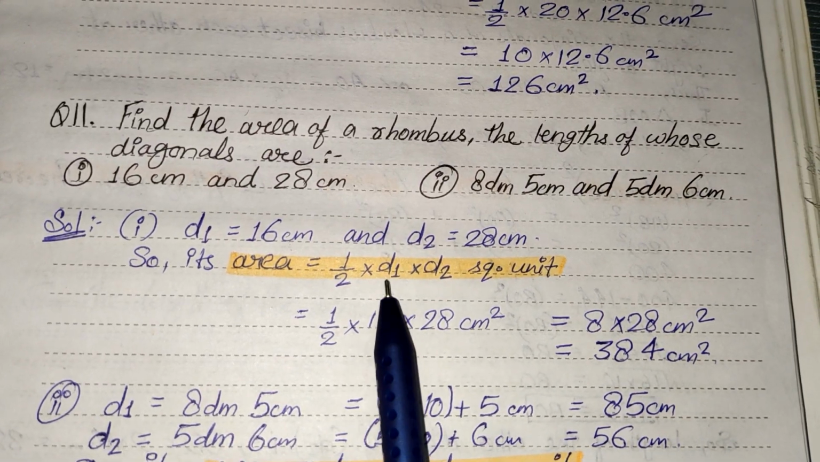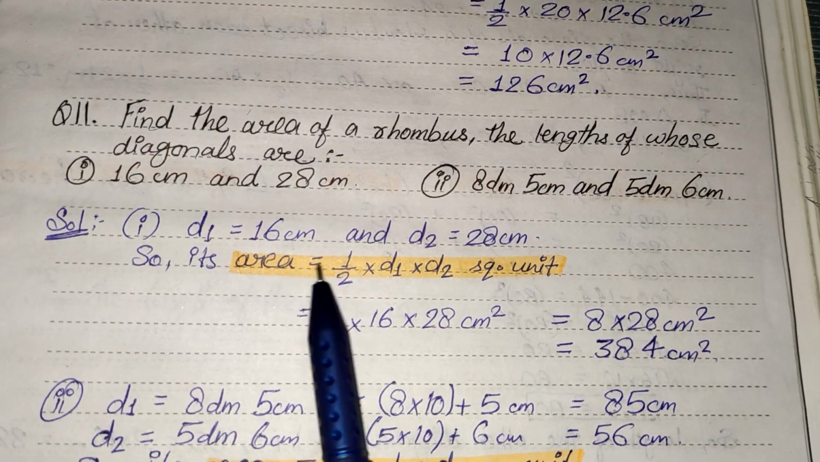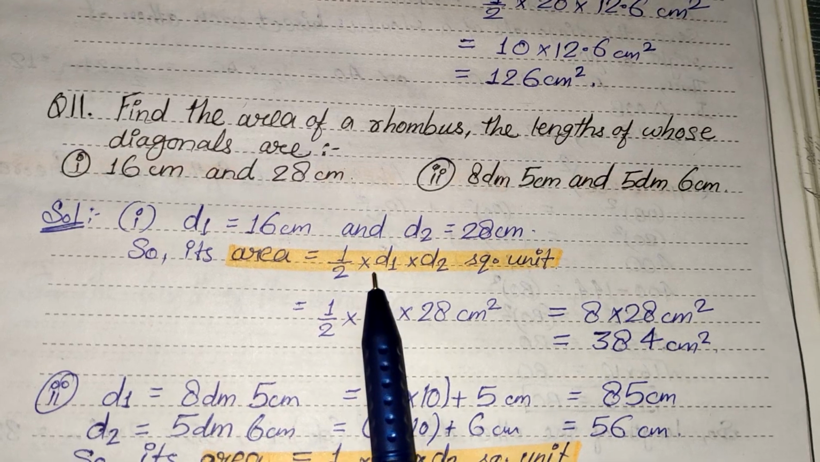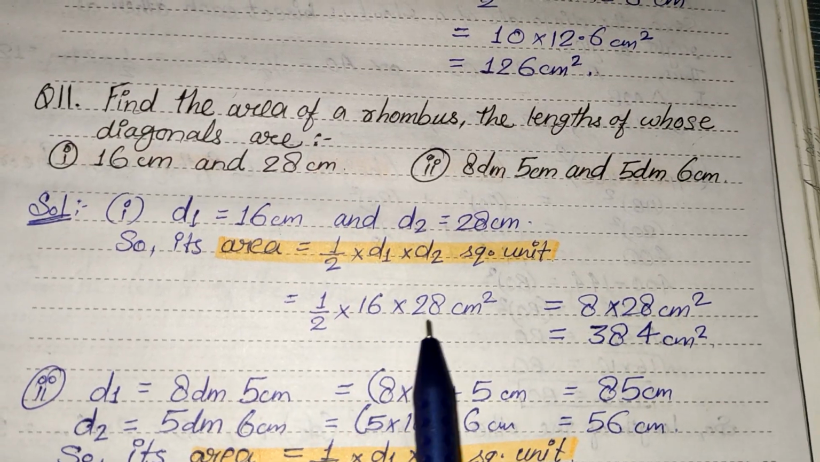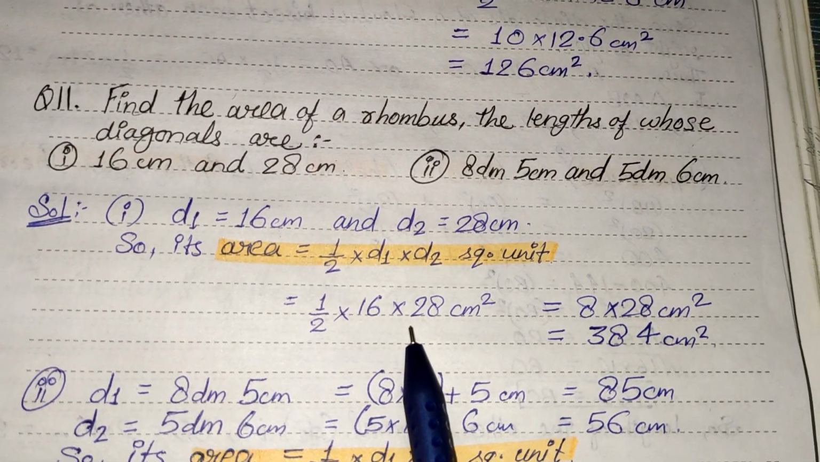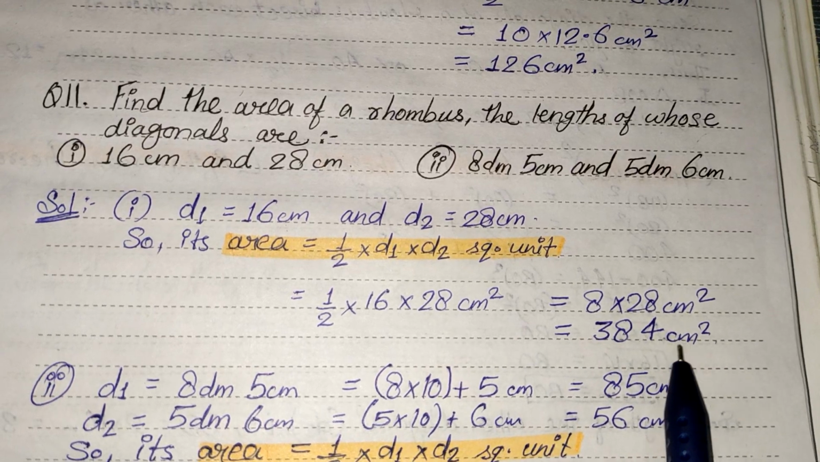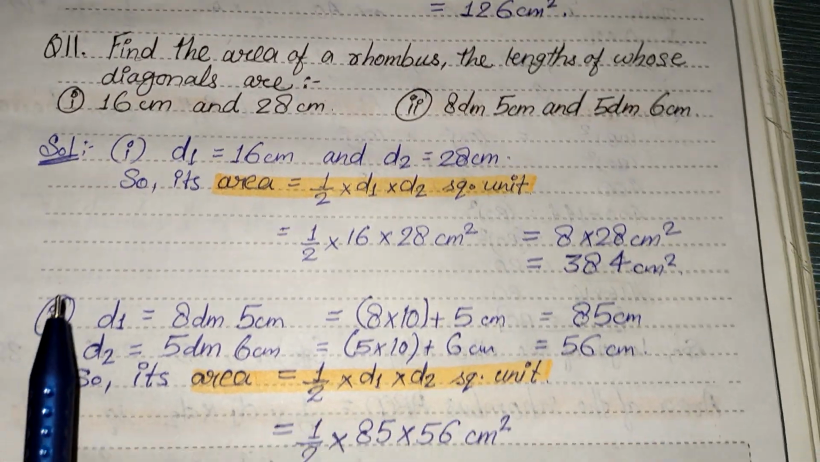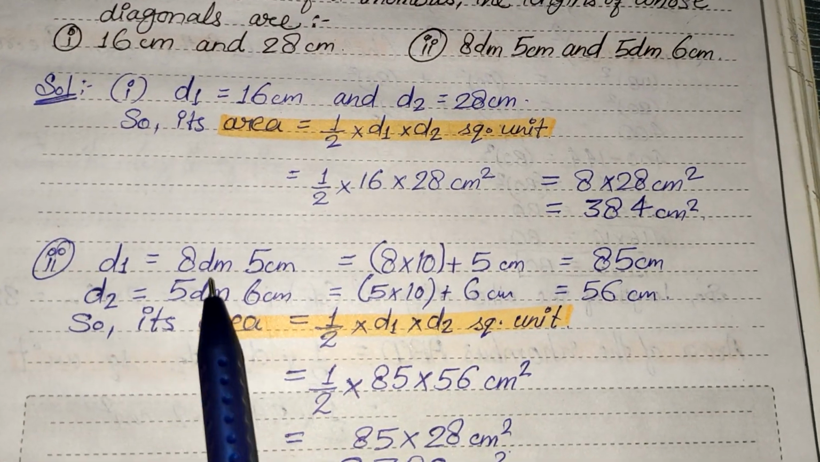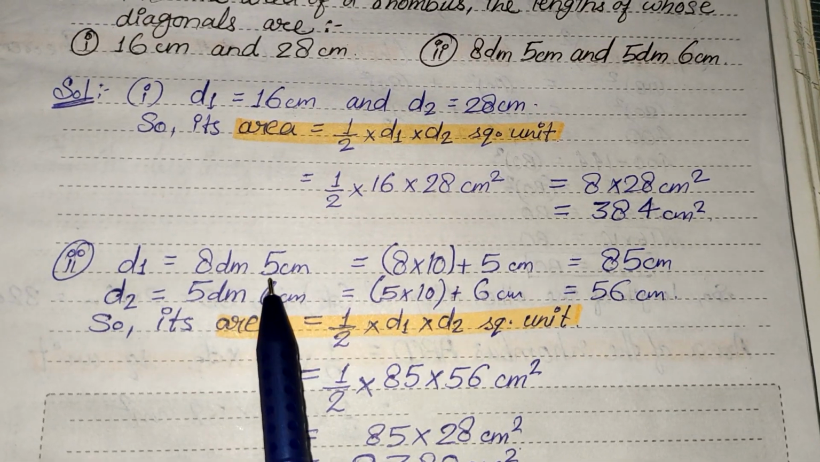So we have the value of diagonal D1 and diagonal D2. So put the value in the formula. We have 1 by 2 into 16 into 28 centimeter square. Calculating this, we have 224 centimeter square as the area. Now see the second. We have D1 8 decimeter and 5 centimeter.